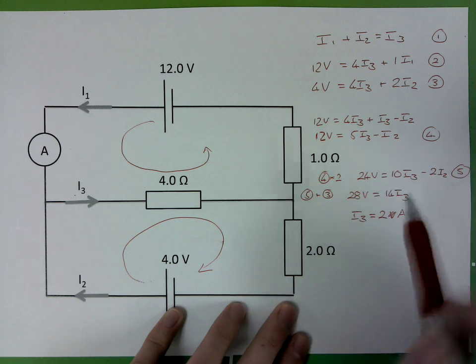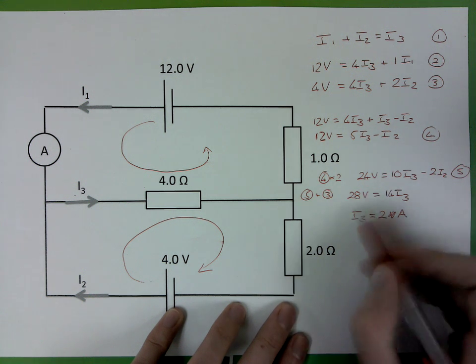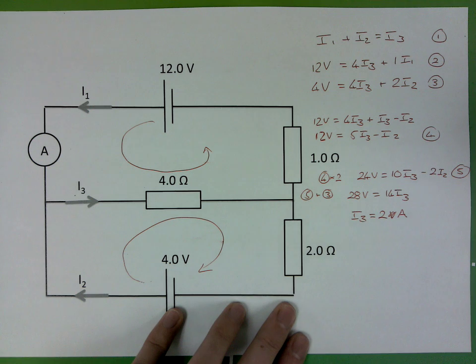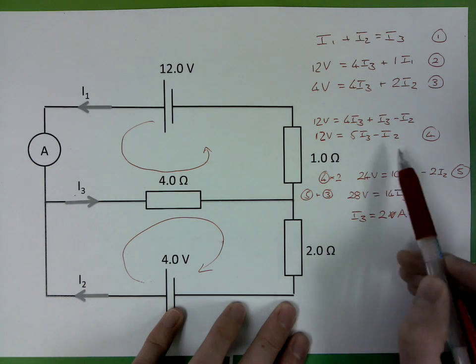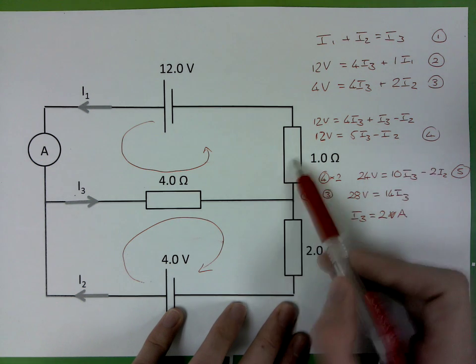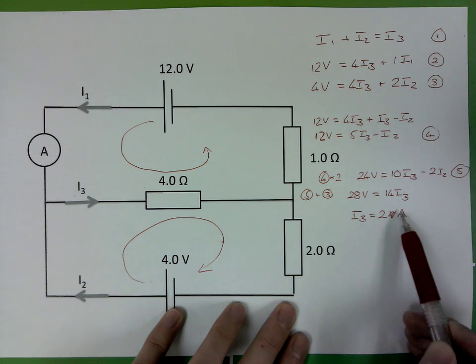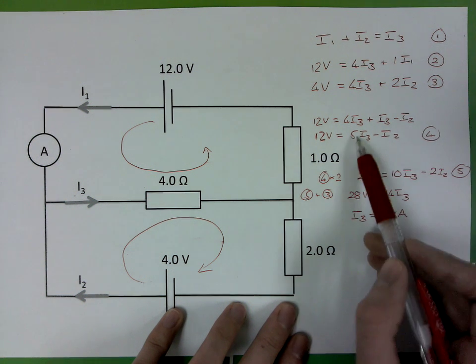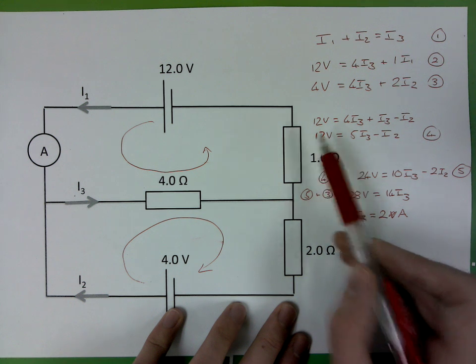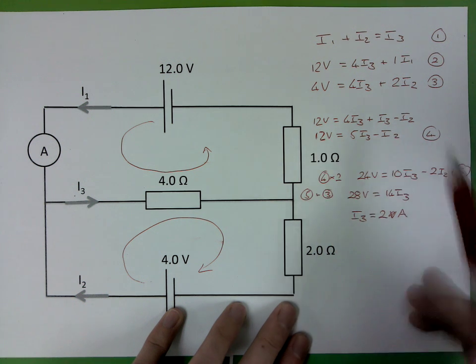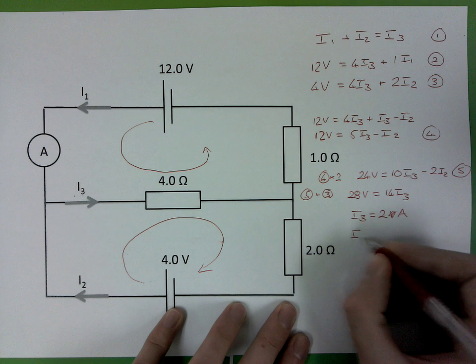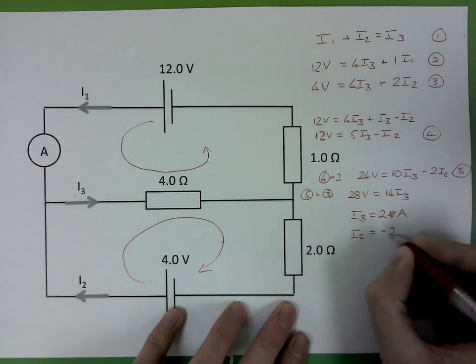The last thing we need to do is then use this to find out what I2 and I1 are. So this equation here has only got I3 and I2, so 5 lots of 2 gives me 10. If I move that across to the other side, that means that I've got 2 equals minus I2, and therefore I2 equals minus 2.